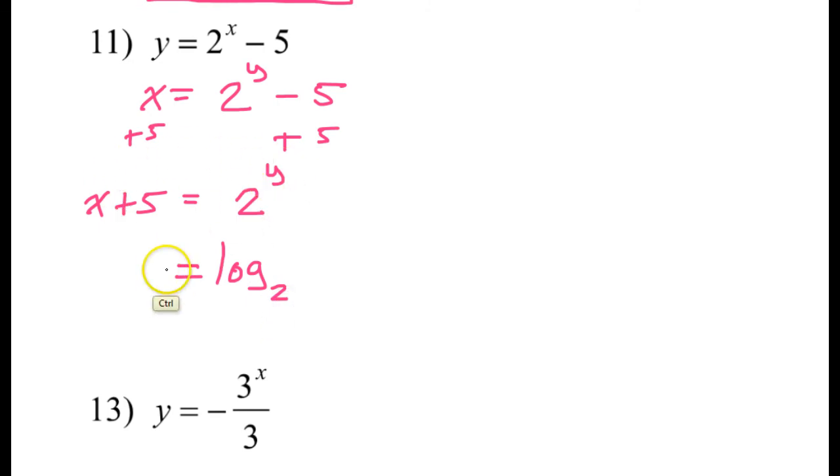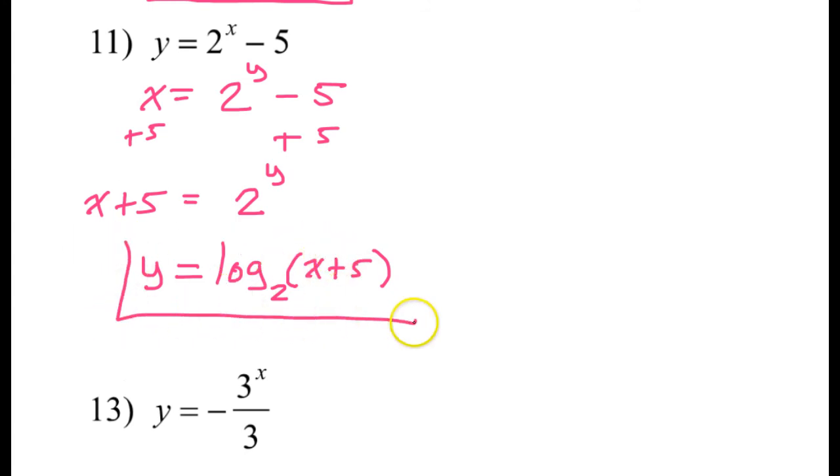Everything else will switch sides. So the y will come over here. The x plus 5 will come over here and go inside the logarithm. So we really must use parentheses to show that the entire x plus 5 is the argument of the logarithm. It's inside the logarithm. Alright, so that's the final answer. Y equals log base 2 of x plus 5.